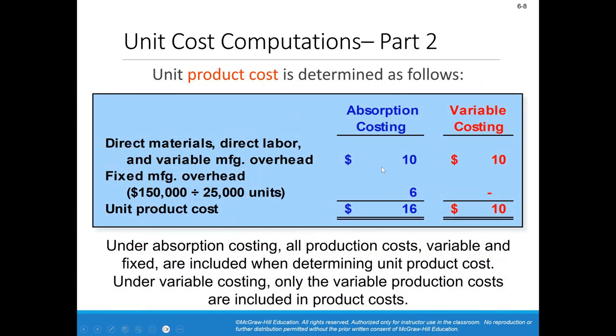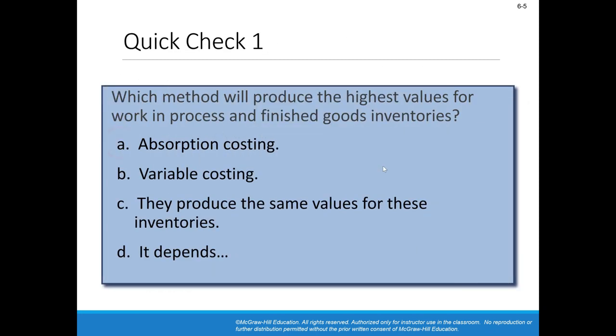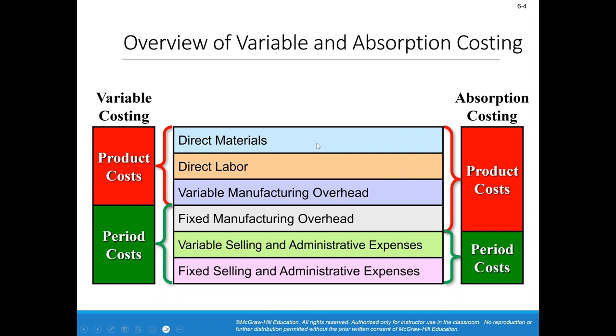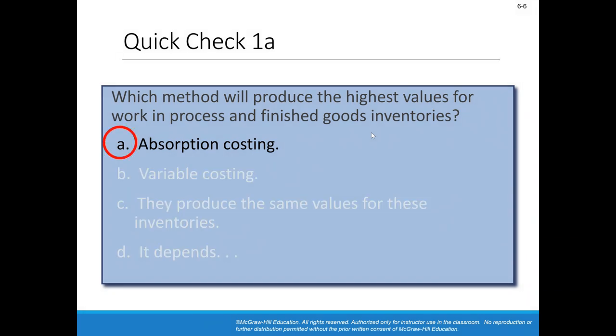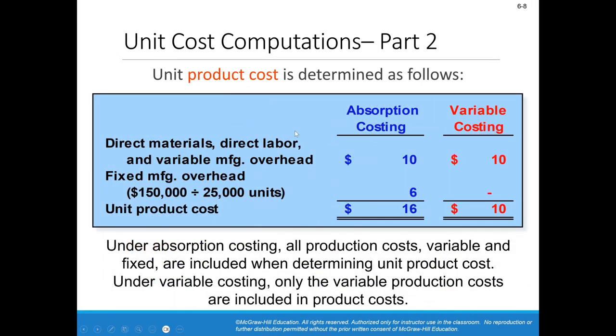Let's look at absorption costing. Under absorption costing, we have direct materials, direct labor, variable overhead, and fixed overhead. Under variable costing, all we're taking into account are the variable costs. So under absorption costing, we're adding the direct materials, direct labor, and variable overhead, and we're also adding the fixed overhead, which is 150,000 divided by the number of units. So under absorption costing, our product costs are $16 per unit. Under variable costing, it's $10.